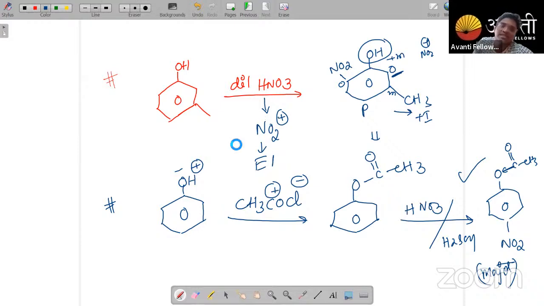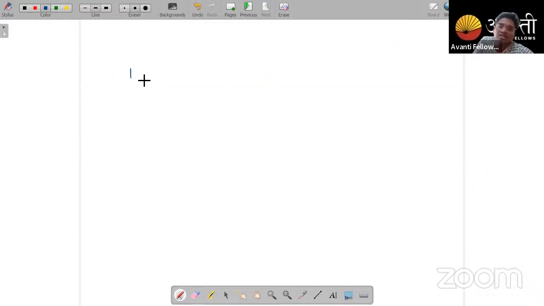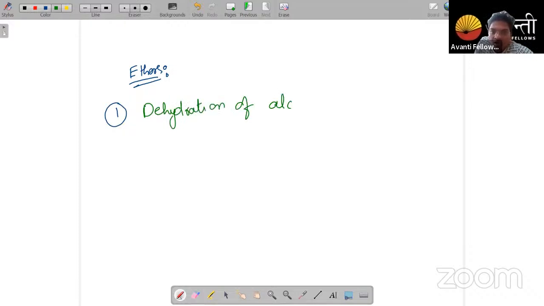And in the last part of today's class, we are going to finish the ethers. So that is the ethers concept. We are finishing the chapter with ethers. Now, most of the points you need to remember: what is the first thing we have seen in the ethers? That is dehydration of alcohols, the preparation of ethers by dehydration.